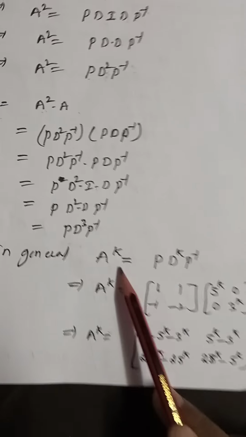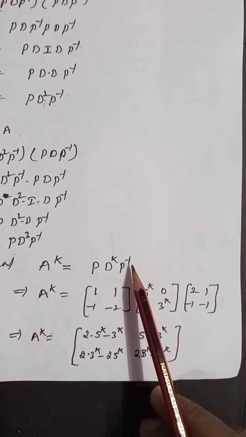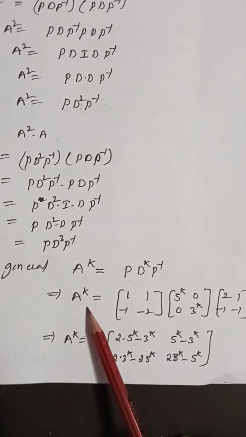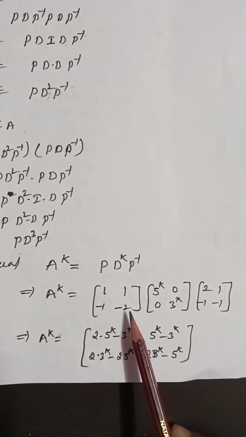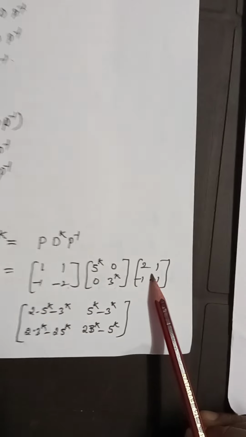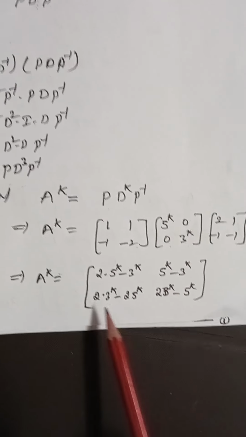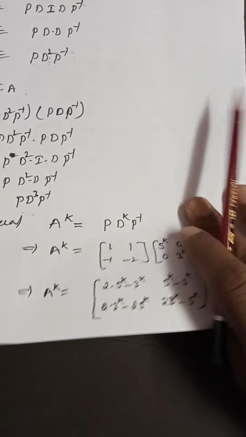In general, A power K is equal to P into D power K into P power minus 1, where P is [1 1; -1 -2], and D power K is [5^K 0; 0 3^K], and the P inverse value is from here, [2 1; -1 -1]. If you multiply all these things, you will get this result. A power K is equal to this matrix.